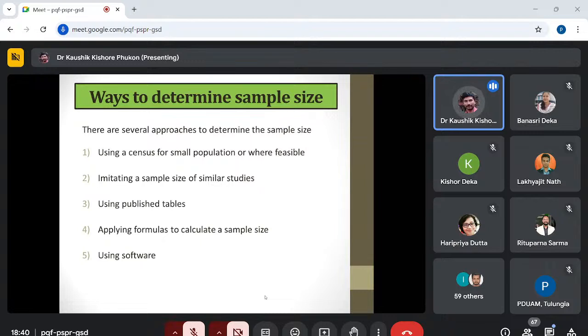Then the third step, using published tables. Some tables are there. Applying formulas to calculate sample size and using software.